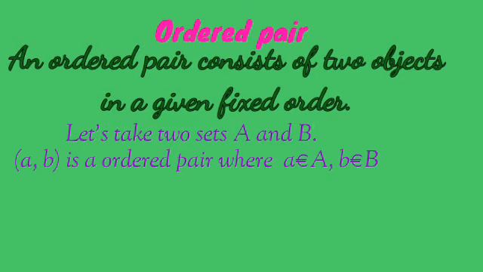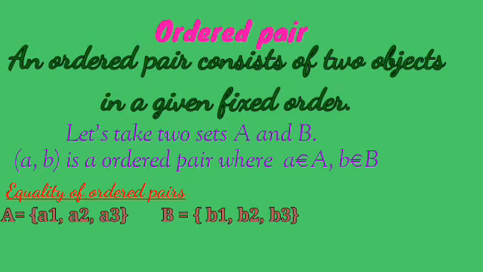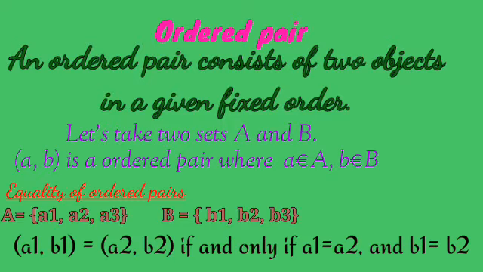Now let's see one particular example where we are taking two sets, capital A and capital B, where capital A consists of three elements, a1, a2, a3, and capital B consists of three elements, b1, b2, b3. Now if we take two ordered pairs (a1, b1) and (a2, b2), the ordered pairs will be equal if and only if they are equal element-wise, that is a1 should be equal to a2 and b1 should be equal to b2, then only the ordered pairs will be equal, otherwise not.